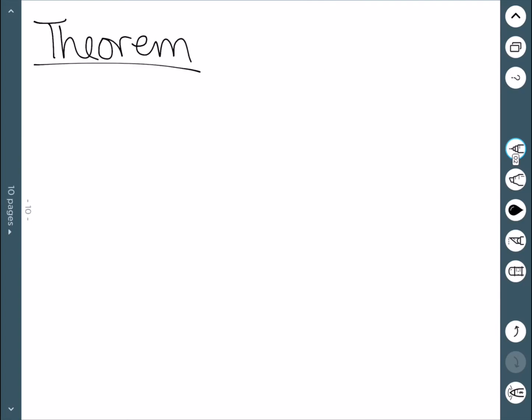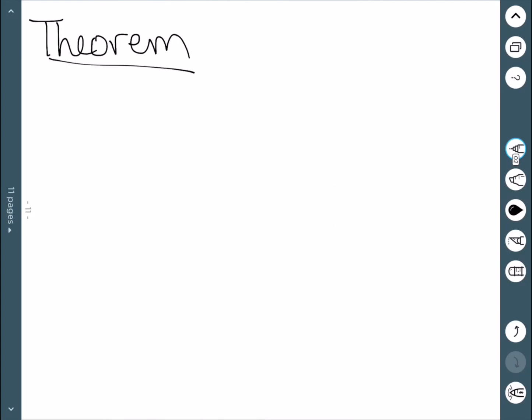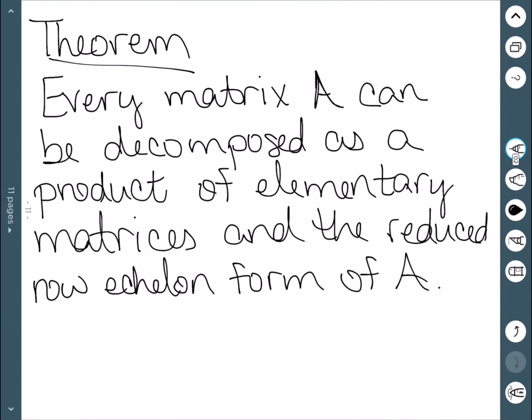Another theorem that is relating to elementary matrices. We have that every elementary matrix has an inverse, and that inverse is also an elementary matrix. And this comes from the fact that row operations are reversible. So the inverse would be the reverse row operation. We have 2 more. The first one, we have that every matrix A can actually be decomposed as a product of elementary matrices and the reduced row echelon form of our matrix A.